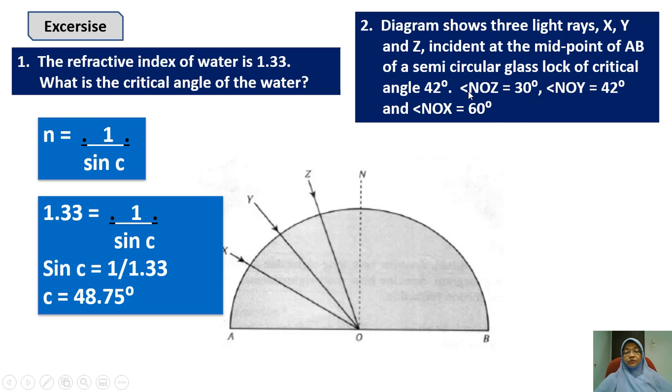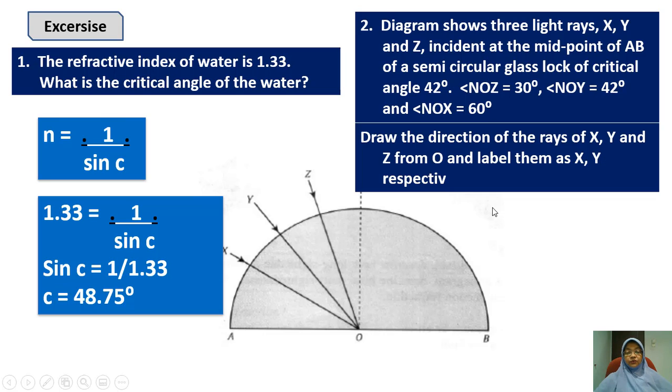So we have three lines here. N O Z, where is N? N O Z equals 30 degrees, N O Y equals 42 degrees, N O X equals 60 degrees. Now draw the direction of the rays of X, Y, and Z from O and label them X, Y, Z respectively.